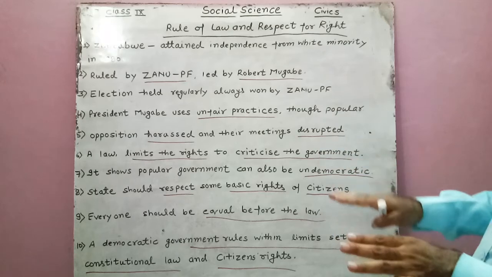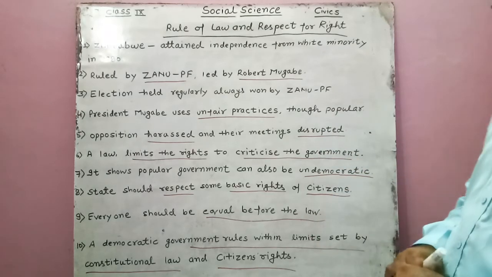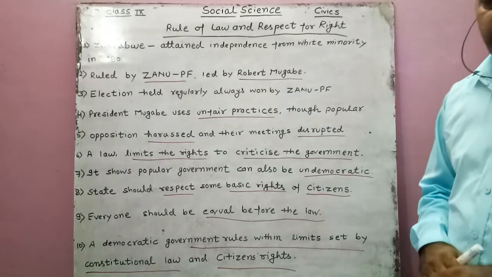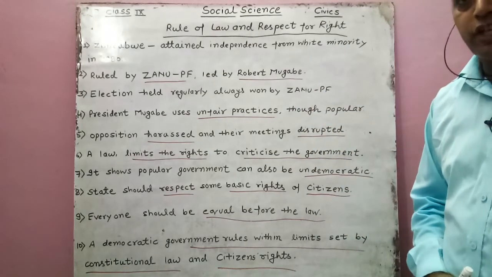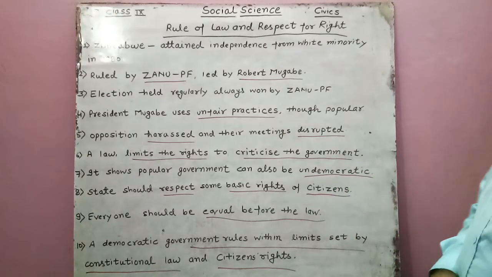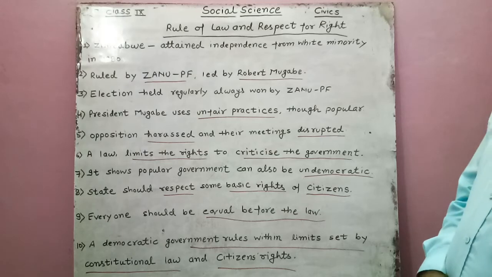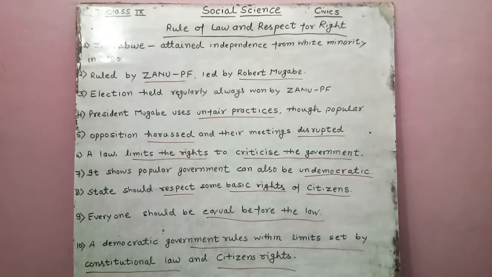So that is the topic of rule of law and respect for rights. You know that the rule of law was first used in the British Constitution, and the founder of the rule of law was Britain. So that is the topic, rule of law and respect for rights.